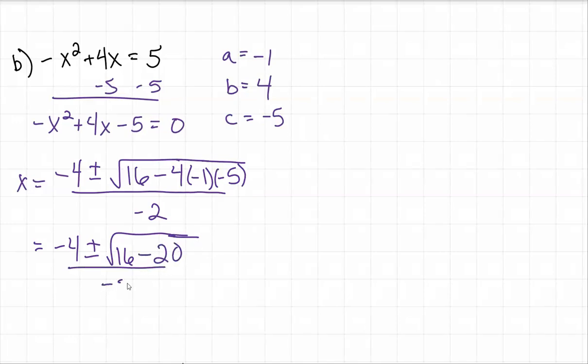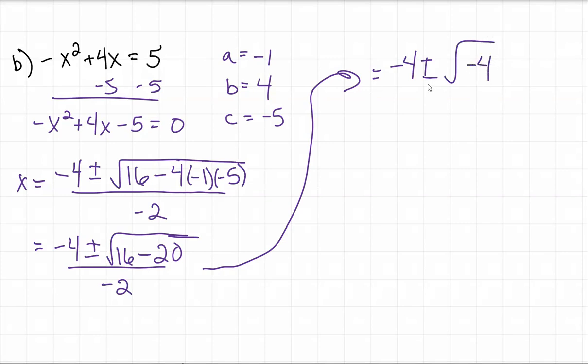Uh-oh, I foresee some scary territory. Let's keep going. Equals negative 4 plus or minus the square root of 16 minus 20, that's negative 4. Negative under the radical, that's okay though. We know how to deal with that. Square root of negative 4: we know we can factor out an i, because that negative can factor out as a good old i, but then the square root of 4 is 2.